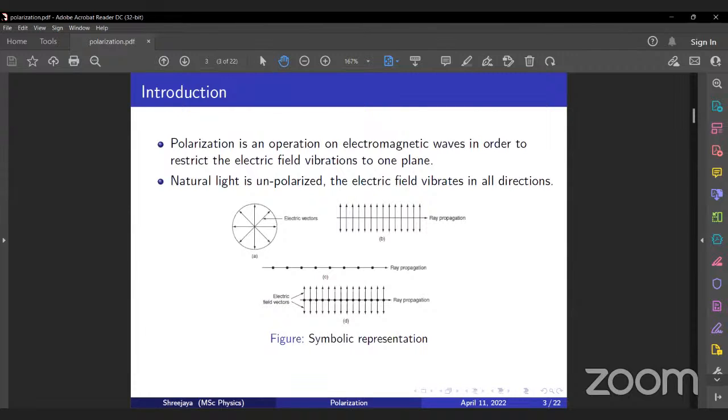So basically, what is polarization? Polarization helps us restrict the electric field components in one plane. As you know, natural light is unpolarized and it has electric field components in all directions. So basically, polarization is an operation on the light.